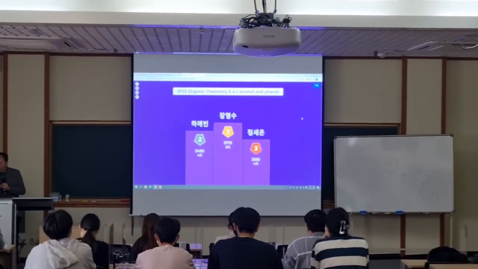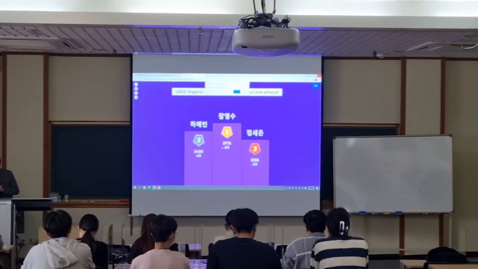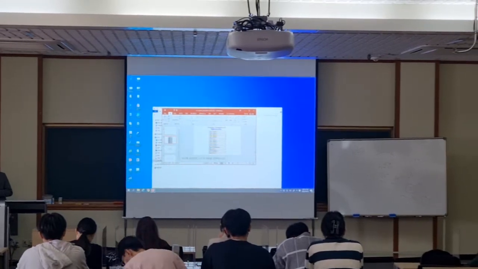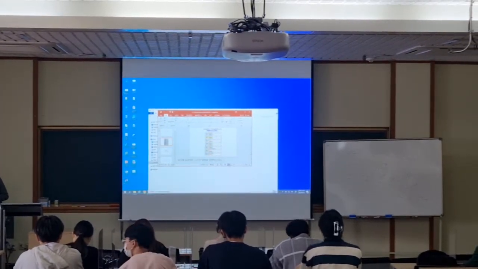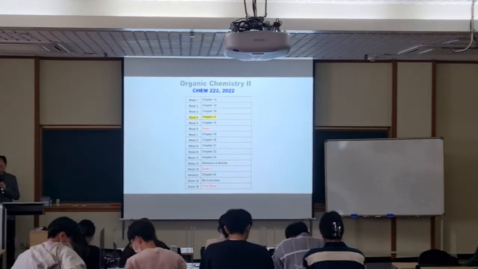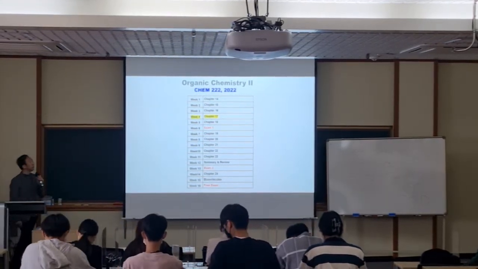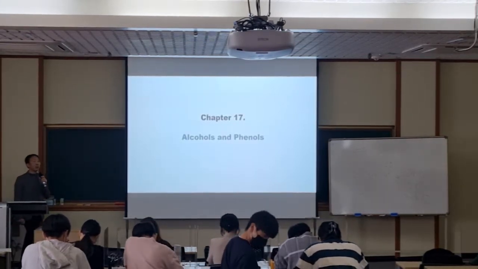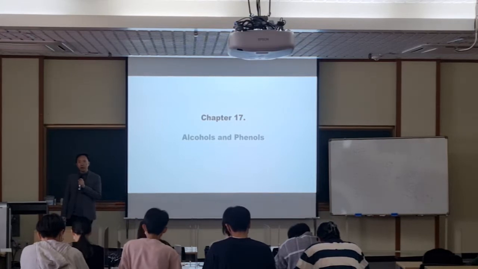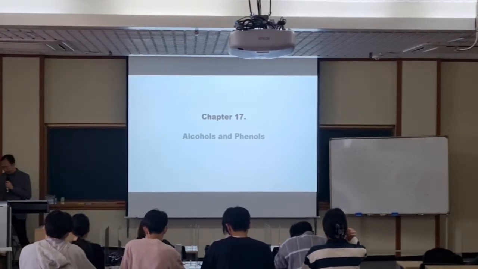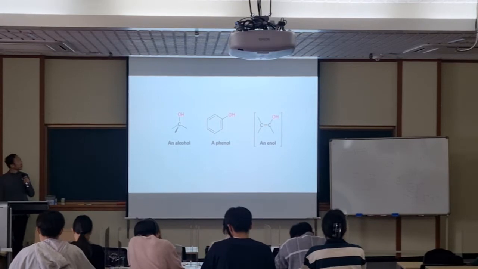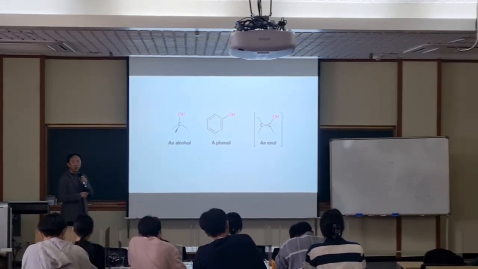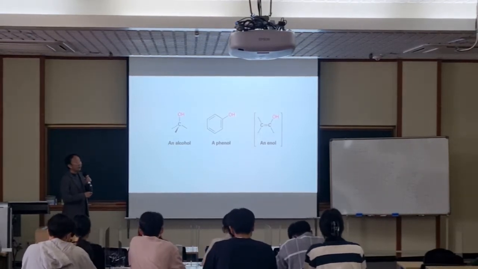Okay. So let's move to your class. Okay. Today we are in chapter 17, a new chapter we start. And in this chapter we are going to study alcohol and phenol, which may be quite familiar to you. You know what alcohol is. And alcohol, if we divide it into different structures, can be alkyl alcohol or phenyl alcohol.